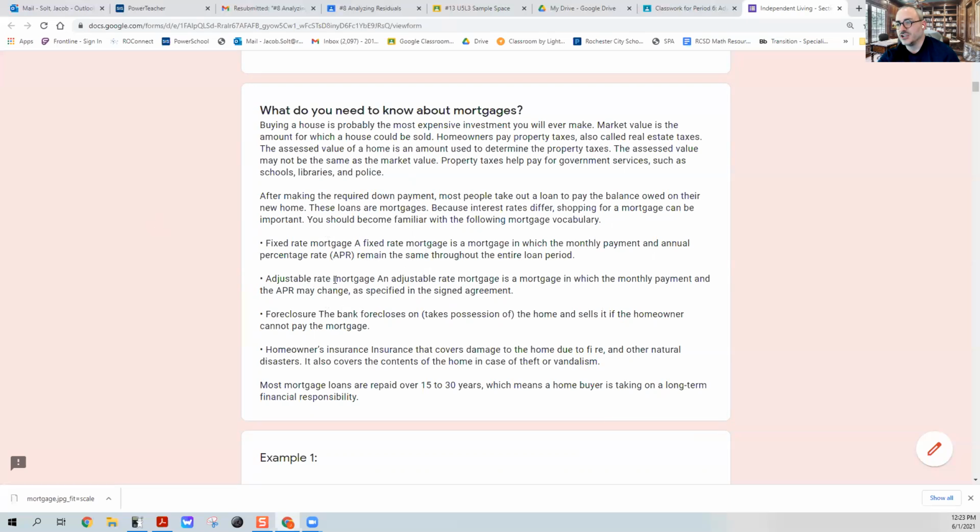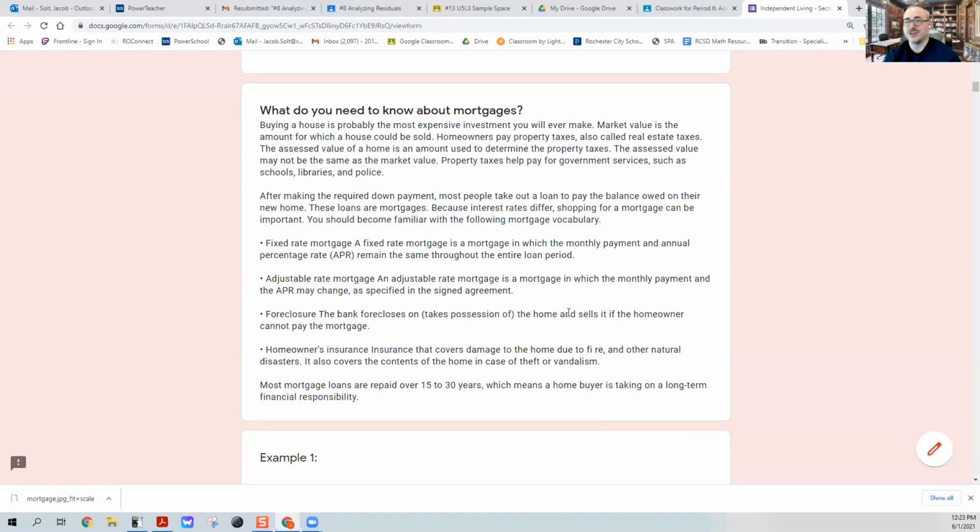In the adjustable rate mortgage, it's a mortgage in which the monthly payment and the annual percentage rate, the APR, may change as specified in the signed agreement. Foreclosure. When the bank forecloses or takes possession of the home and sells it, if the homeowner cannot pay the mortgage. If the homeowner who took out the loan does not repay the bank over a certain amount of time, the bank eventually will foreclose on that loan, and then they will evict the homeowner, and they will take possession of the house, and they will attempt to sell it and get their money back.